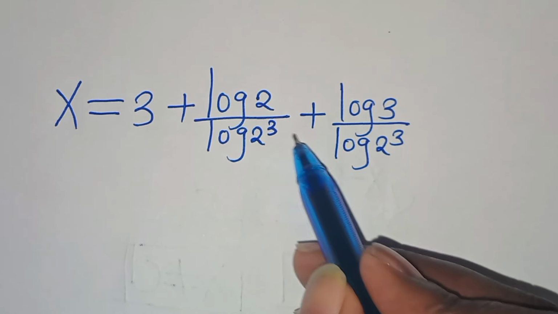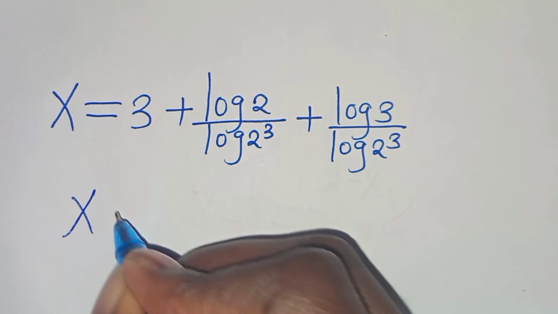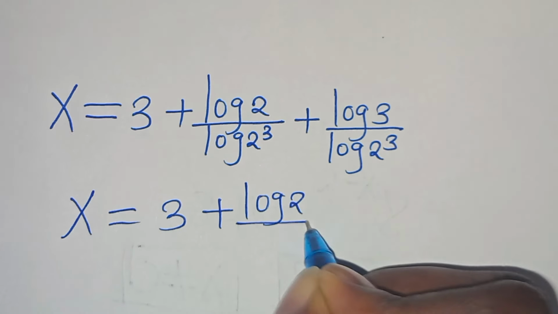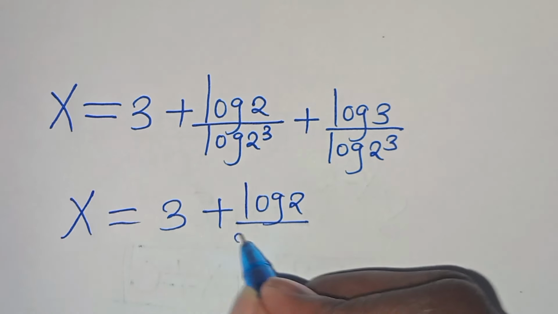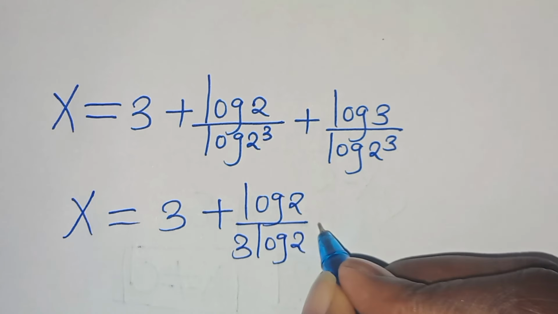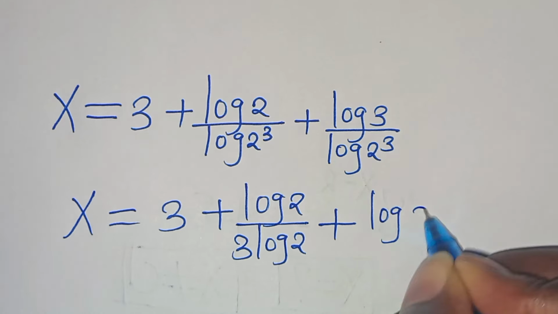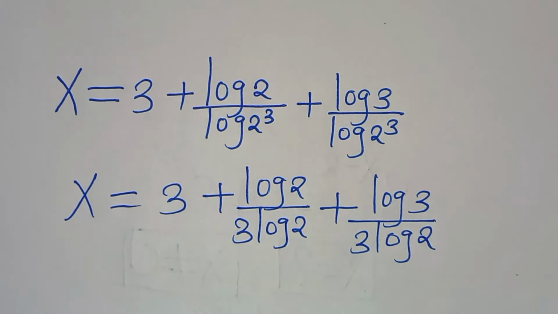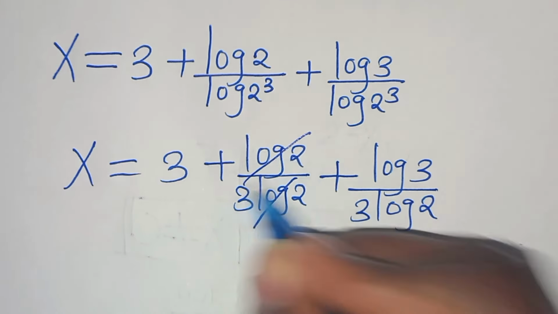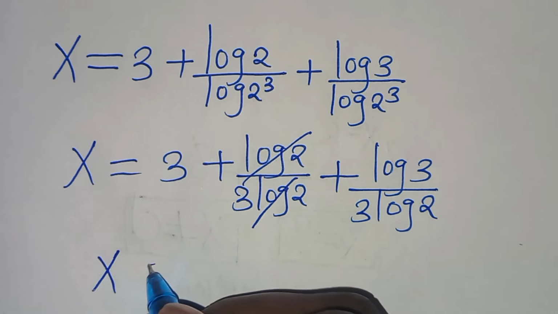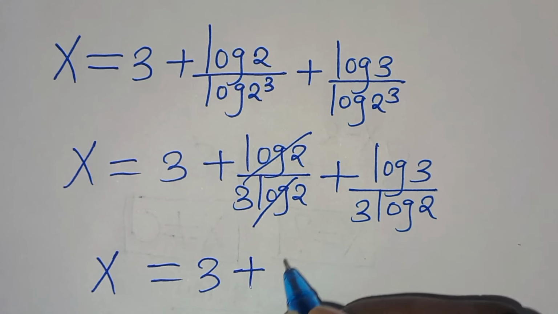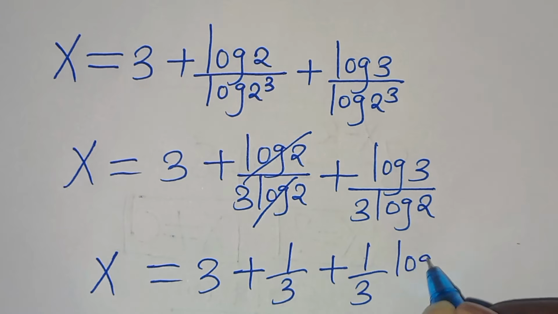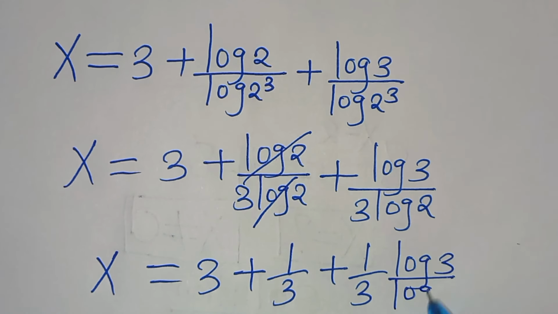Now from here, applying the power rule property, we can express x as 3 plus log 2 divided by log 2 to the power of 3, which becomes 3 log 2, plus log 3 divided by 3 log 2. Now let's simplify log 2 and log 2, so that now we have x is equal to 3 plus 1 over 3, then plus 1 over 3 times log 3 divided by log 2.